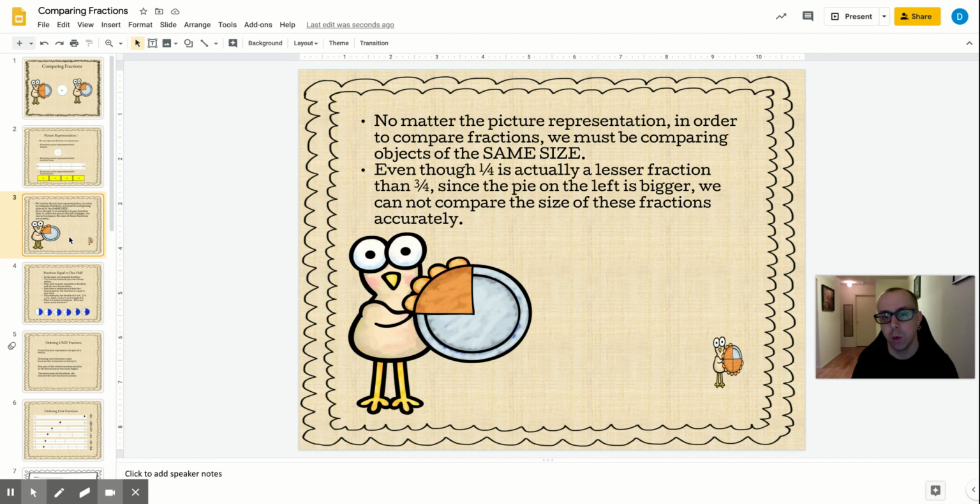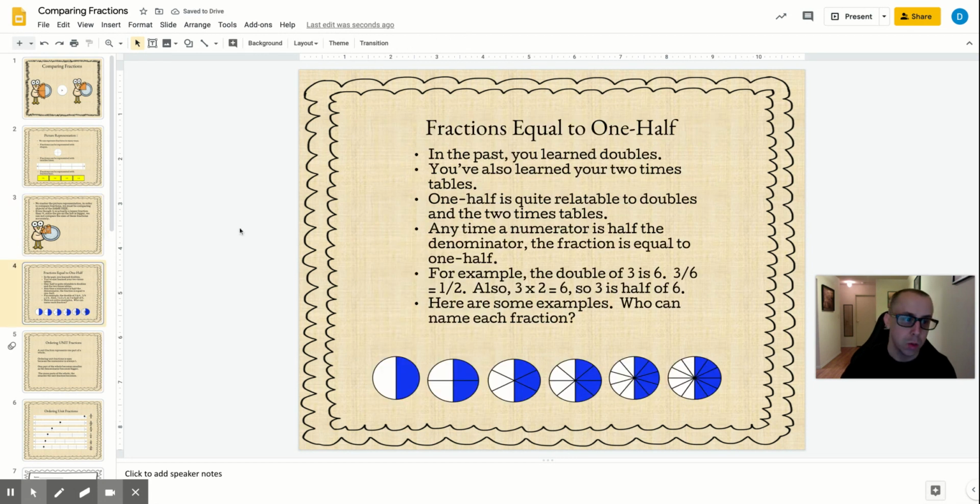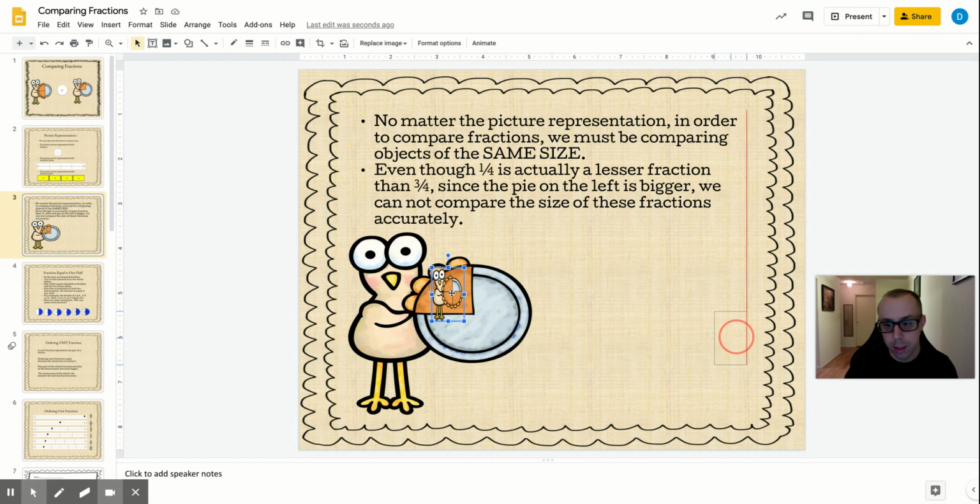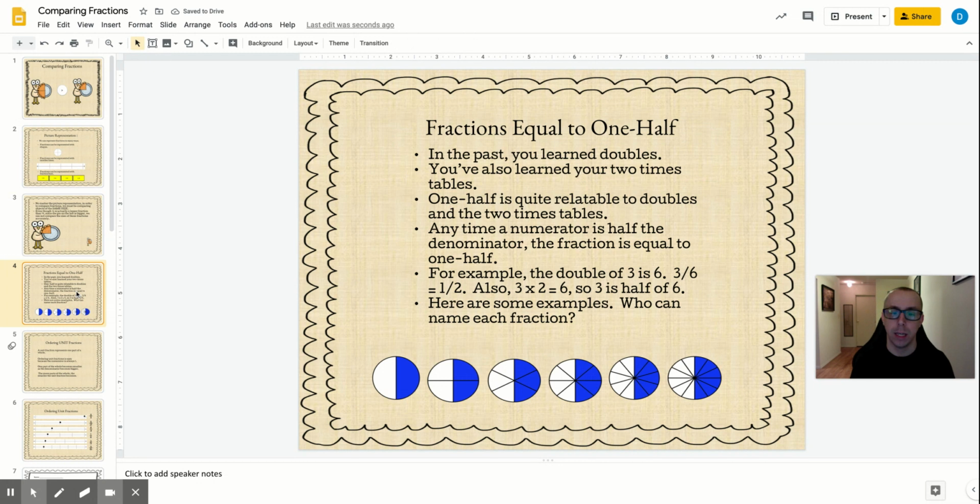Now, it is very important to know that when you are comparing fractions, you have to compare fractions of shapes that are the same size. If you take a look here, and we've seen word problems that discuss this a little bit, even though this fraction on the left is representing 1/4, and this fraction is representing 3/4, the 1/4 is bigger than the 3/4 because we're not comparing shapes of the same size. So this cannot be represented as comparing fractions. You just can't compare these two. They have to be shapes of the same size.